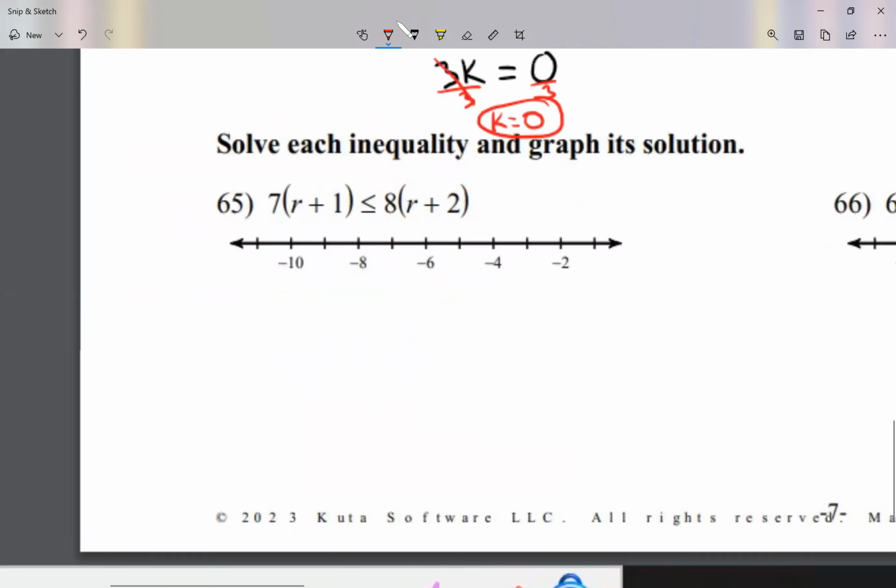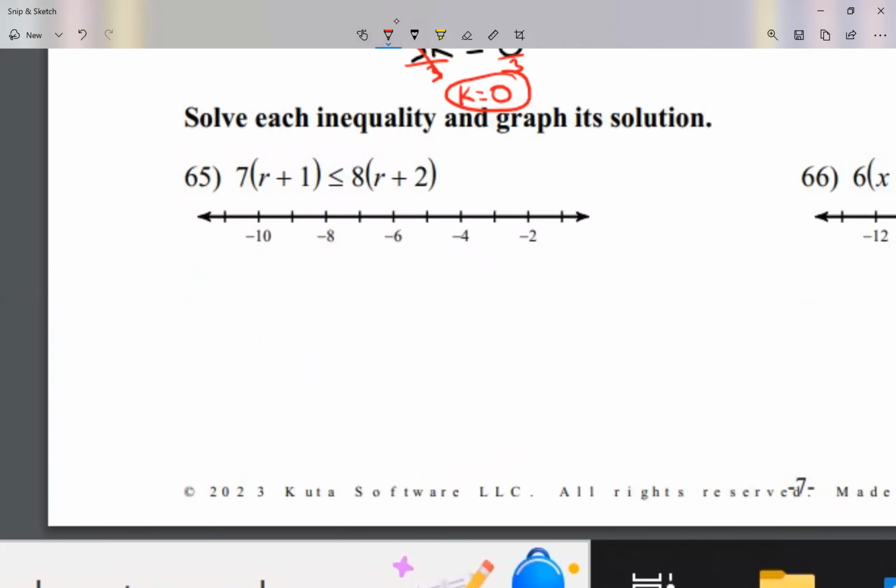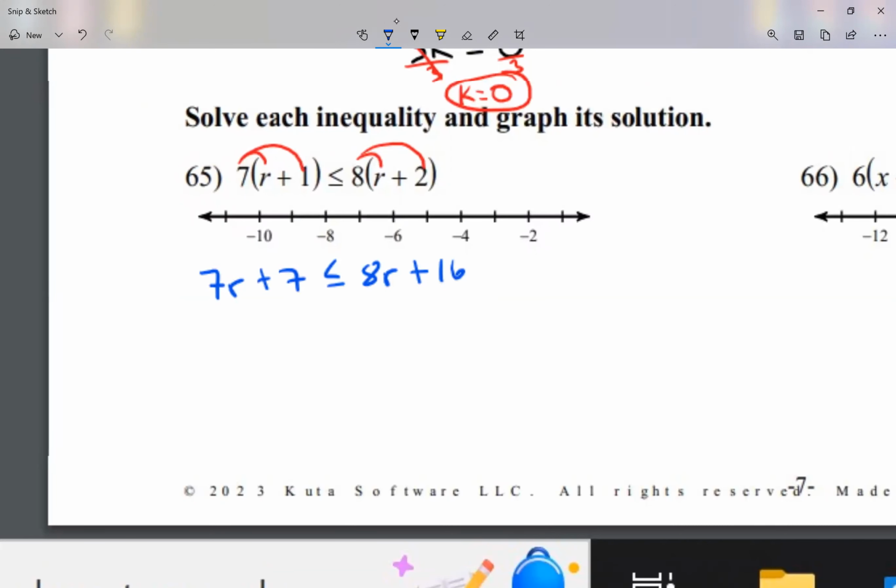Let's take a look at number 65. Get rid of parentheses. So multiply the 7 to the inside and the 8 to the inside. So that's going to give me 7r plus 7 less than or equal to 8r plus 16. Combine anything if you can. On the left side, combine like terms if possible. On the right side, combine them if possible.